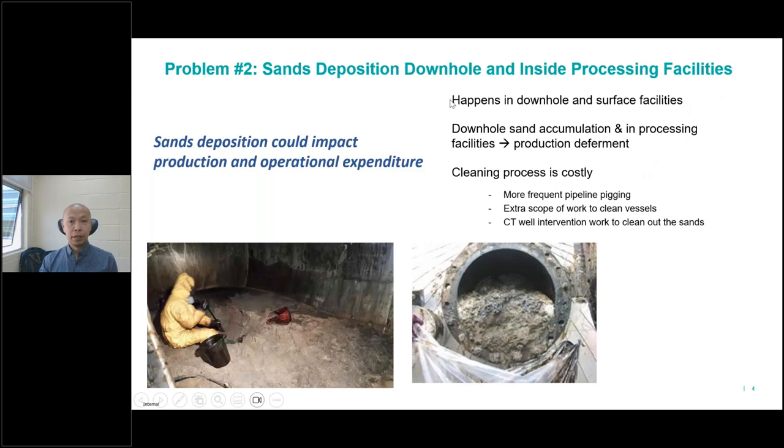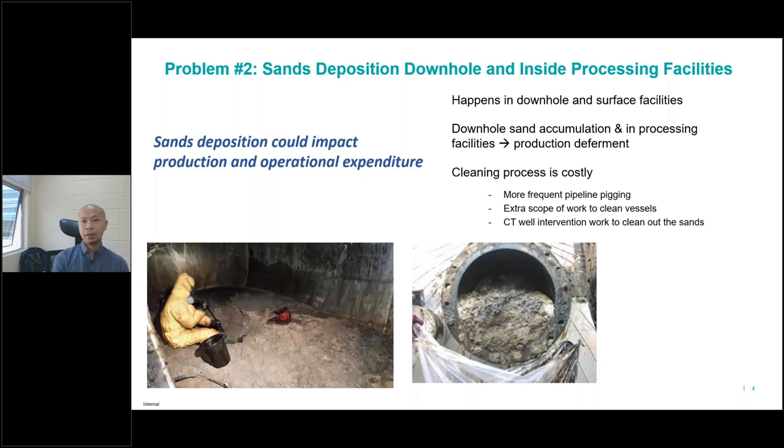All right. So it happens both downhole, inside the well, and at the surface facilities. In downhole, whenever sand accumulates, normally because the velocity is too low to lift the sand to the surface, then you can imagine that this sand accumulation over time will create a restriction for the well to flow. Right. So at one point the well won't be able to produce anymore because of the sand deposition inside the well.